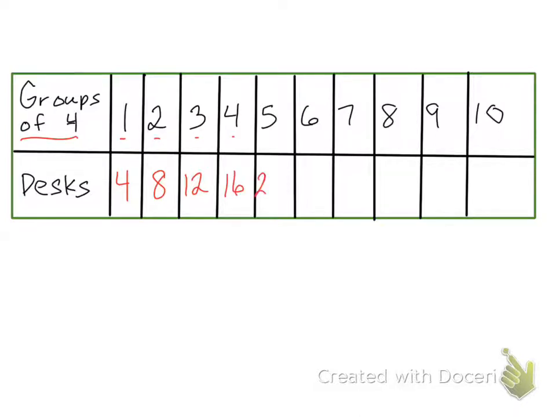5 groups of 4 would be 20. 6 groups of 4 would be 24. 7 groups of 4 would be 28. 8 groups of 4 would be 32. 9 groups of 4 would be 36, and 10 groups of 4 would be 40. We can use this table to help us learn the multiplying by 4 facts.